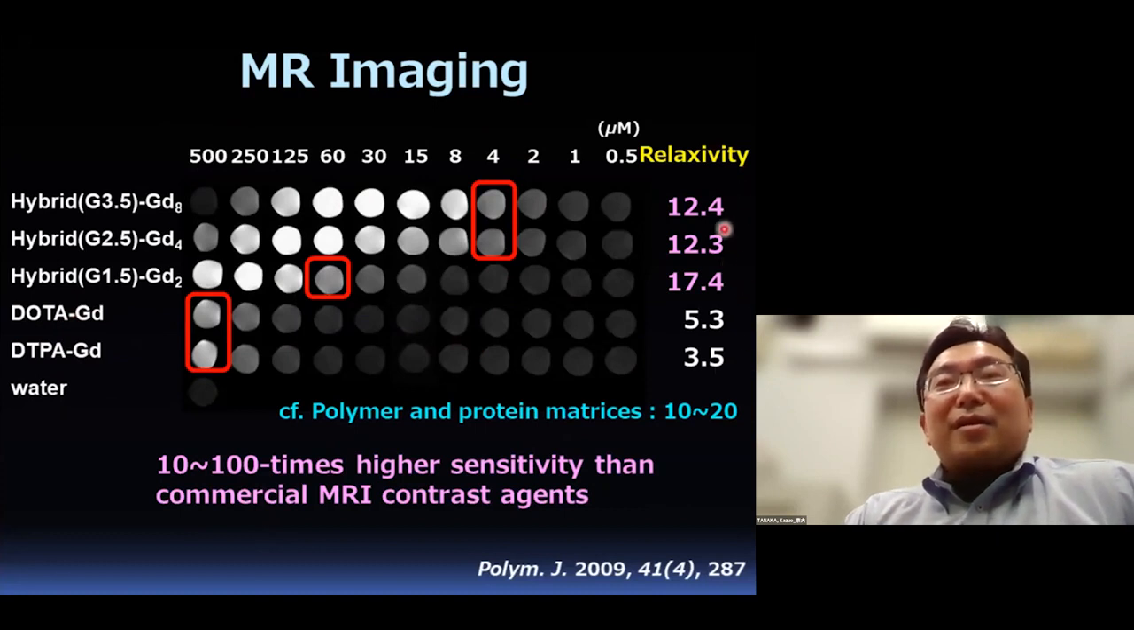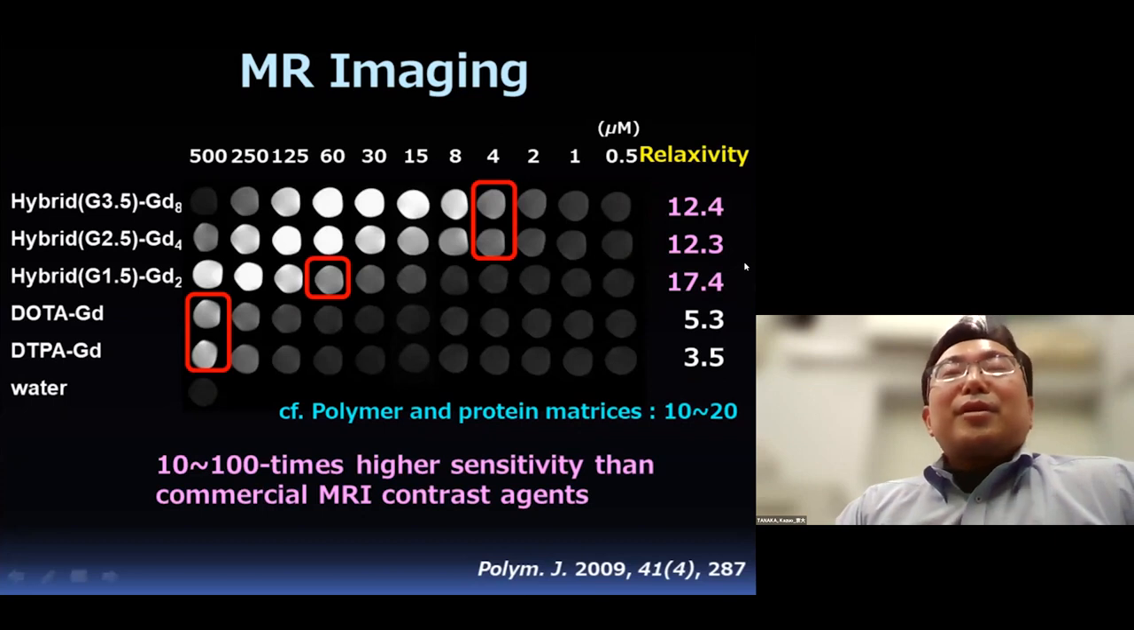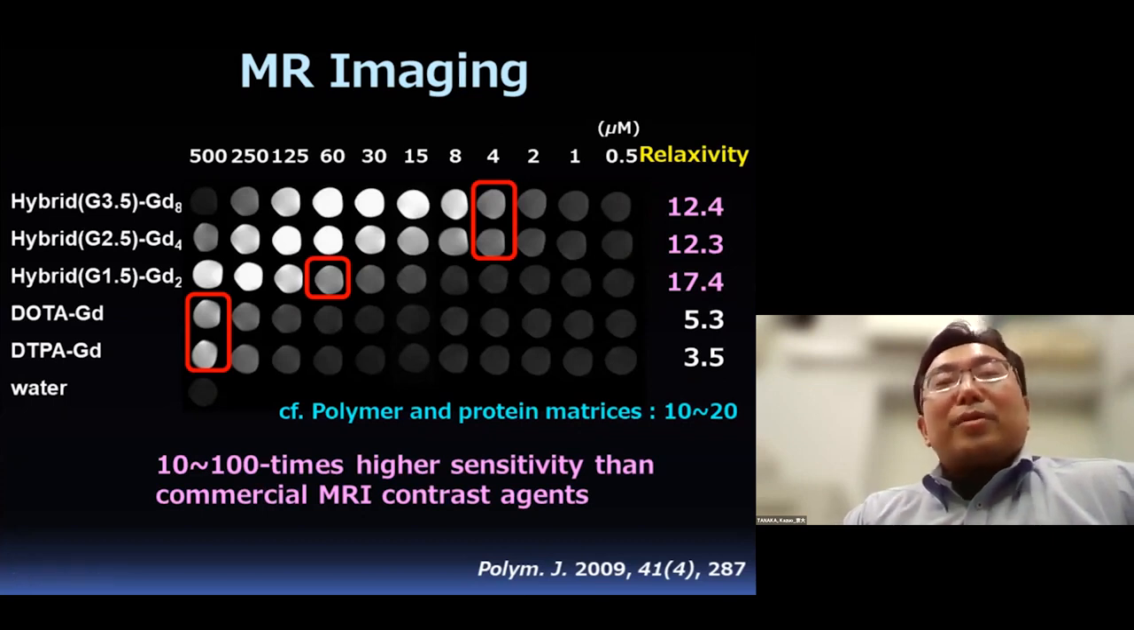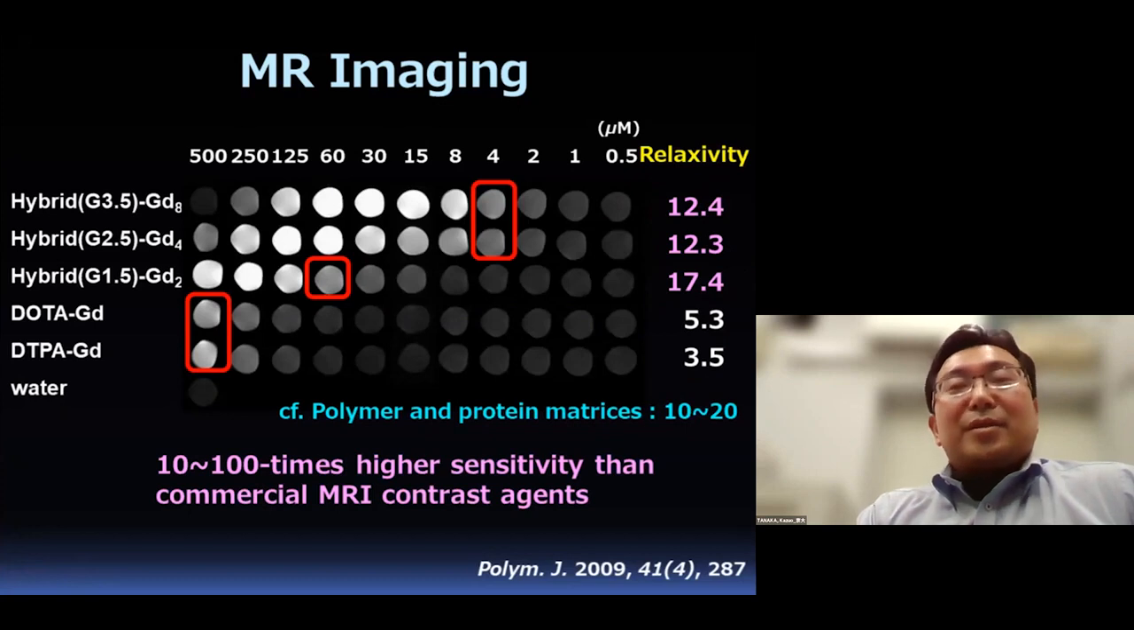These values mean the sensitivity in MR image. Comparing to the other polymeric materials, we obtained similar values, and these data represent that the improvement of rigidity should be a useful strategy for improving the sensitivity in MRI contrast agents.